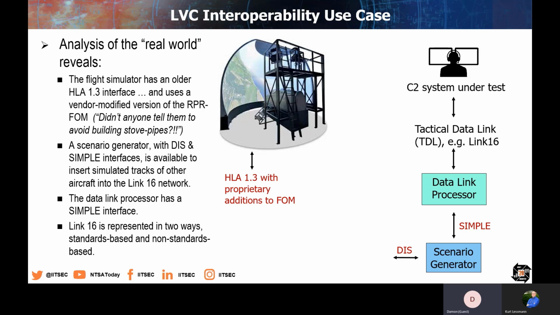A scenario generator with both DIS and simple interfaces is available to insert simulated tracks of other aircraft into the network for testing, so that's good. And the data link processor has an interface to the simple program, so those two things can talk together. But the Link 16 data was found to be represented in two different ways. Again, a standards-based implementation and another, unfortunately, non-standards-based implementation.